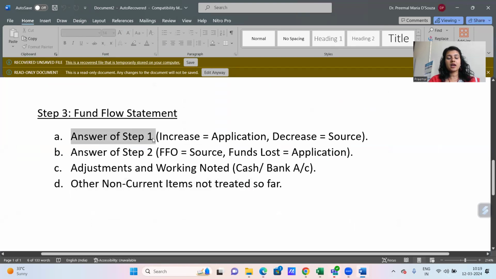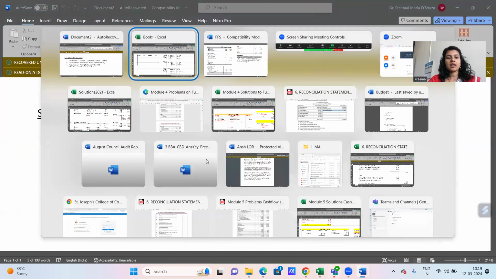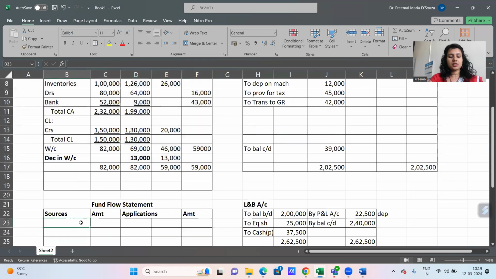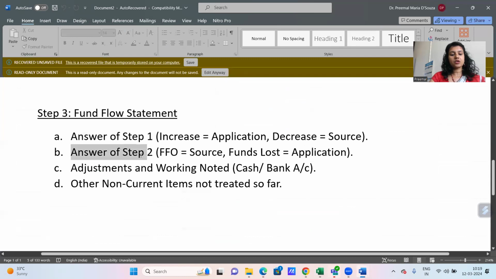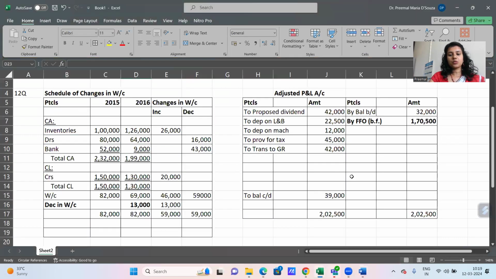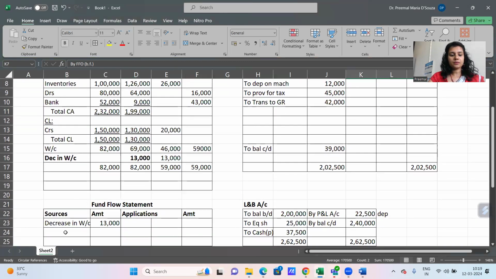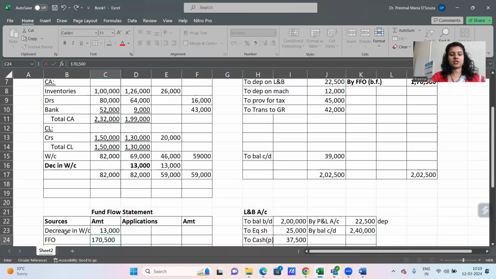The first guideline is where we look at the answer of step 1. In step 1, the answer that we got was decrease in working capital. So this decrease in working capital is a source of fund. Hence, under sources, mention decrease in working capital, amount 13,000. Next guideline, the answer of step 2. Step 2, which is adjusted P&L account, showed us the balancing figure as funds from operation, which is a source. So under sources, write down funds from operation, amount 1,70,500.